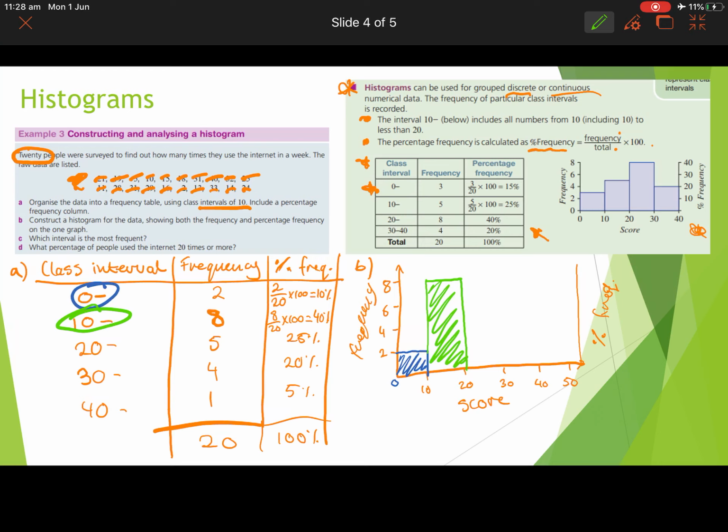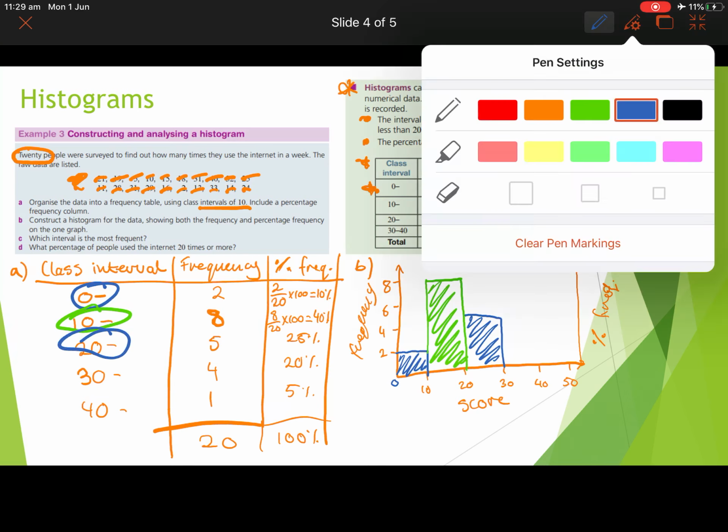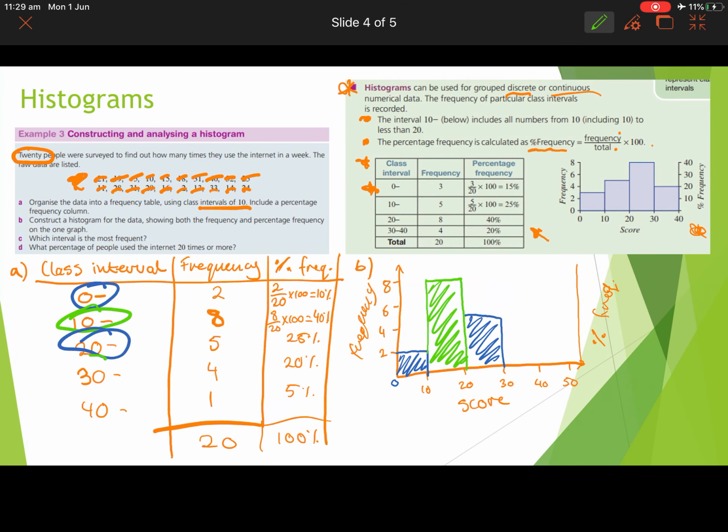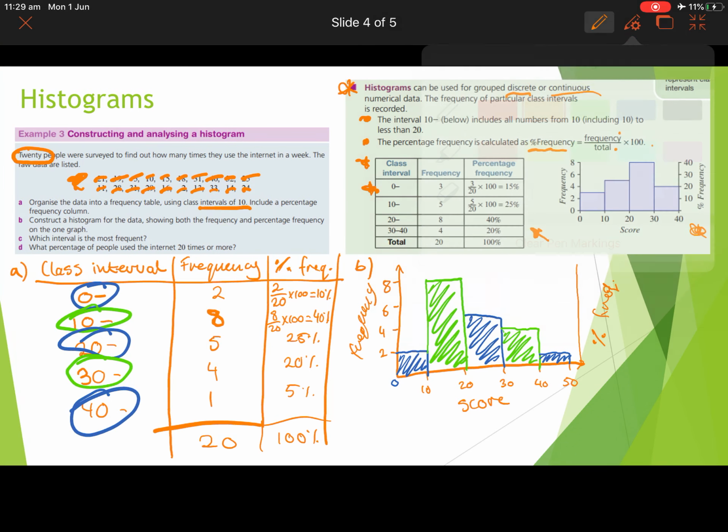With histograms, they must be touching each other. Okay, 20 to 30, we've got 5. So about here. Okay, 30 to 40, we've got 4. Good. And then 40 to 50, we've only got 1. And we can shade that. Okay, so that looks really good.